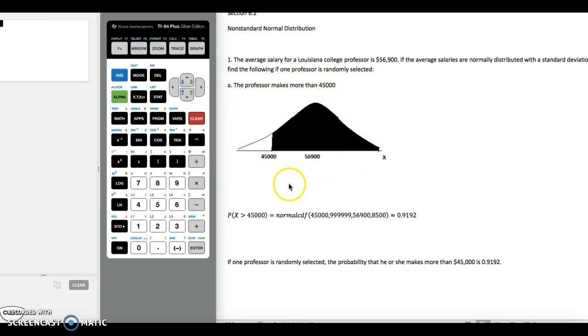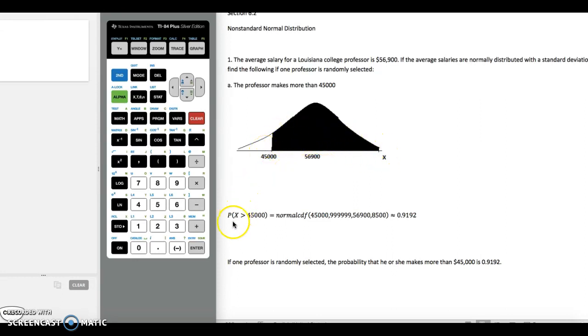Well, I went ahead and drew a normal distribution here. Notice here our random variable is x. X in this case represents the professor's salary. And so the mean is $56,900 located at the center of the graph. And the standard deviation is $8,500. And so we want to know the probability if we randomly select one Louisiana professor that their salary is more than $45,000. Well, the mean is $56,900. So 45 is less than that. It's going to go on the left side of the graph. And we want to find the probability that they make more than this amount. So we're going to start at the 45,000 and shade the right region of the graph.